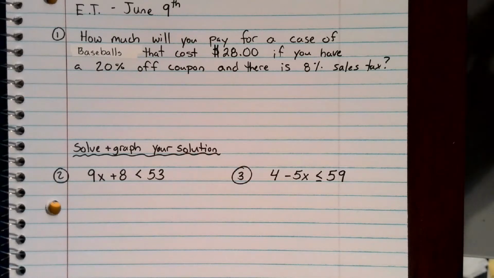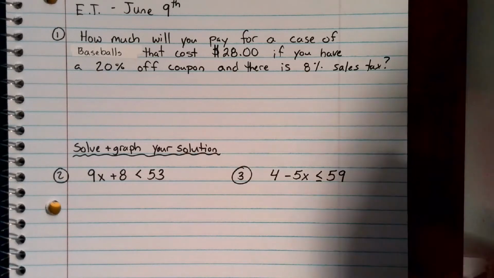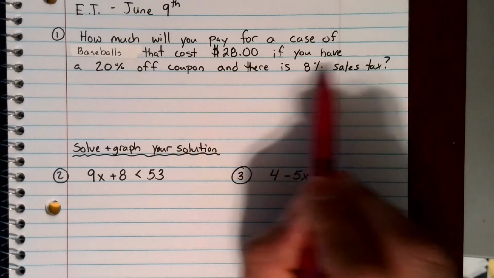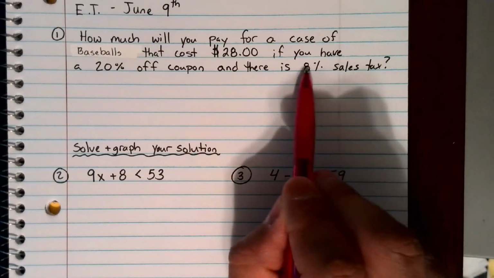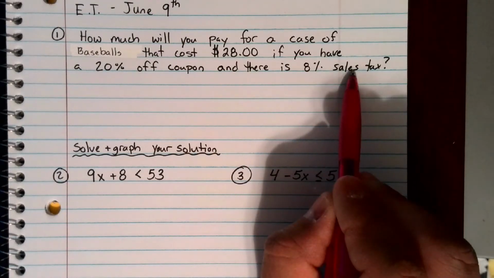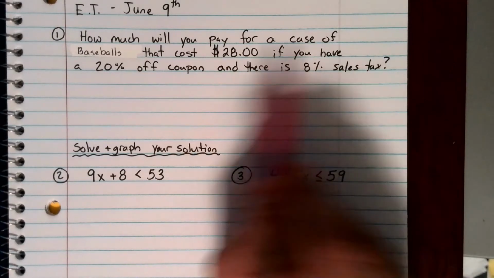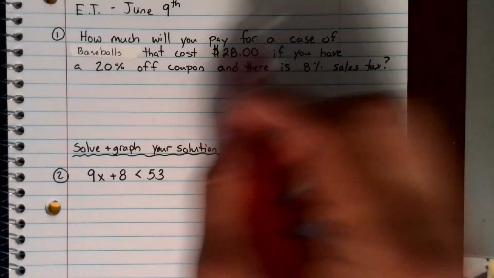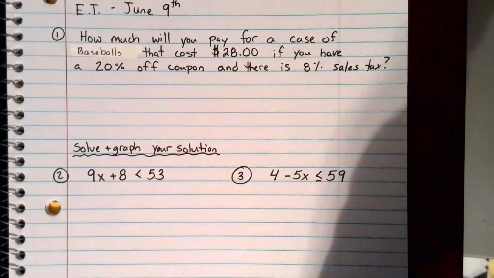Anytime we have a discount tax problem, we must find the sale price first, the discounted price first. Why? Because we pay sales tax off of the discounted price. It's 8% of whatever that discounted price is. So if I try to calculate this first, I don't know the correct amount to take 8% of because we haven't found that amount yet. So I have to first find how much money I'm saving with my coupon.